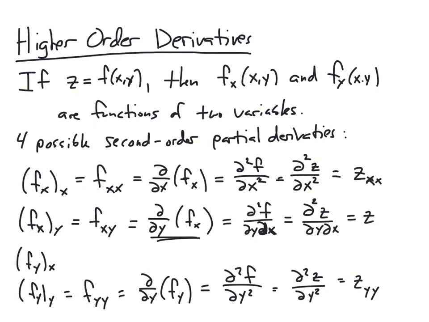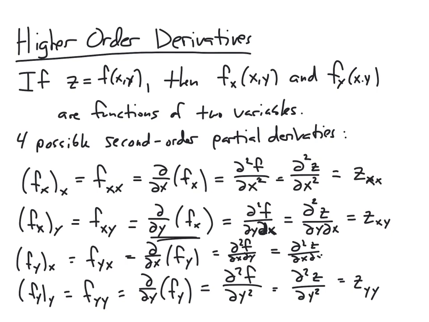And the last notation, we go back to the left to right notation in zxy. And so the third row is virtually the same, just everything is reversed. So f of yx, now we're doing del x of fy. This is going to be del squared f over del x del y, or del squared z over del x del y, and zyx.